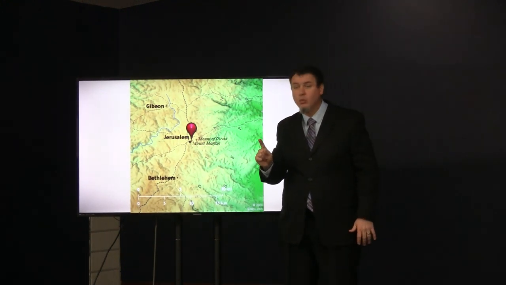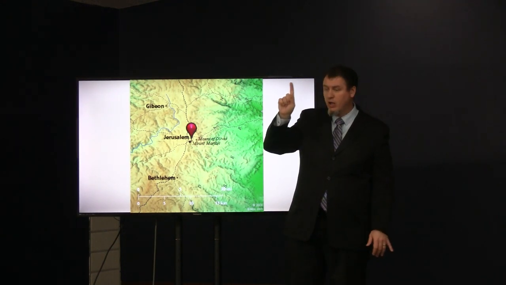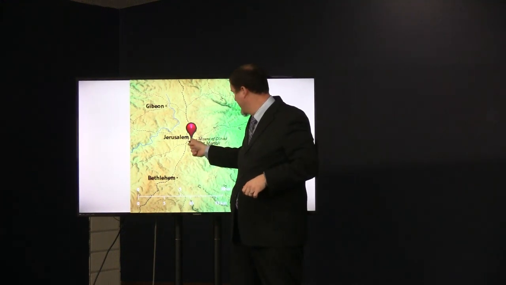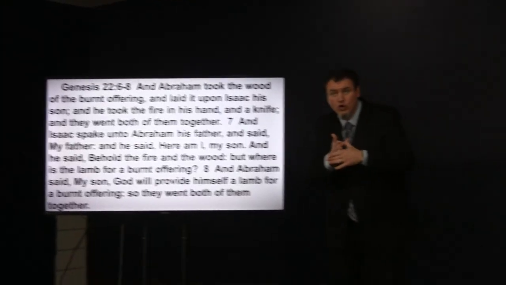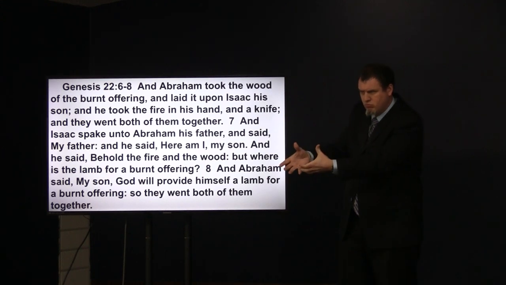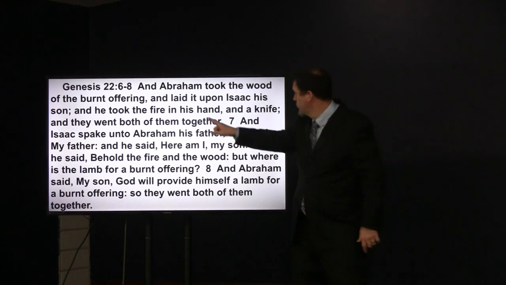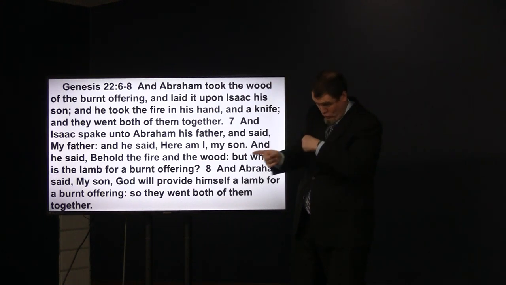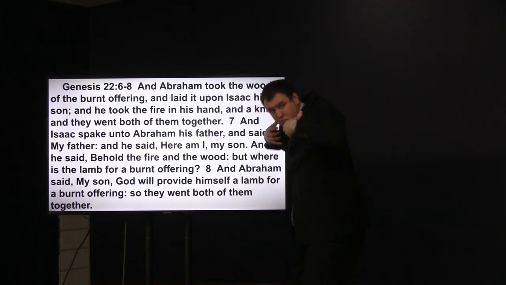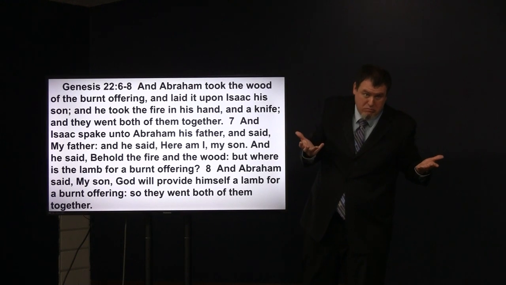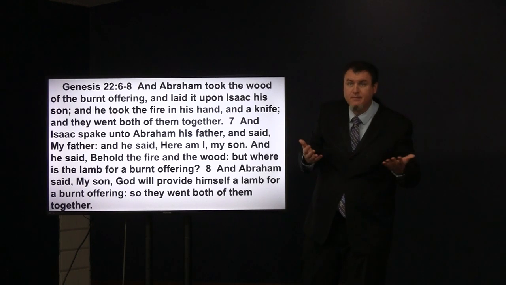So Abraham went and said, where, Lord? On the mountain. And so he went up the mountain and he started to set up the altar. Abraham took the wood of the burnt offering and said, come on, Isaac, help me carry the wood. He laid the wood upon Isaac, his son. So you carry this. We don't know how old Isaac was, but he was old enough to carry wood. So 10 or 12, I don't know.